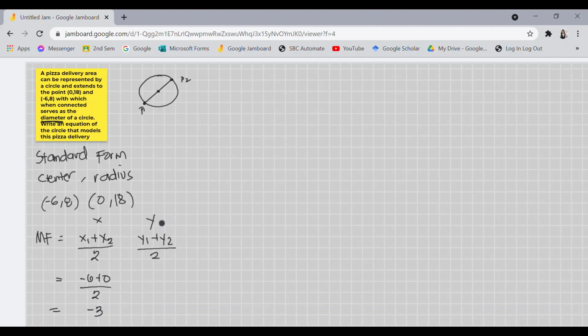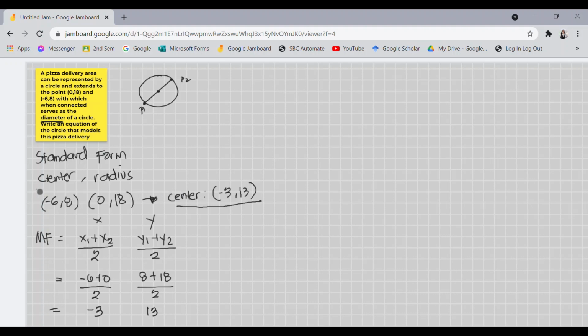To get the y-coordinate, still from the points, we have 8 plus 18 divided by 2. 8 plus 18 is 26, divided by 2, we get positive 13. So based on these 2 points, our center has the coordinates (-3, 13). Again, that is because these 2 points are the endpoints of your diameter. The diameter contains the center at the midpoint, so solving the midpoint of the 2 points gives you the coordinates of the center.